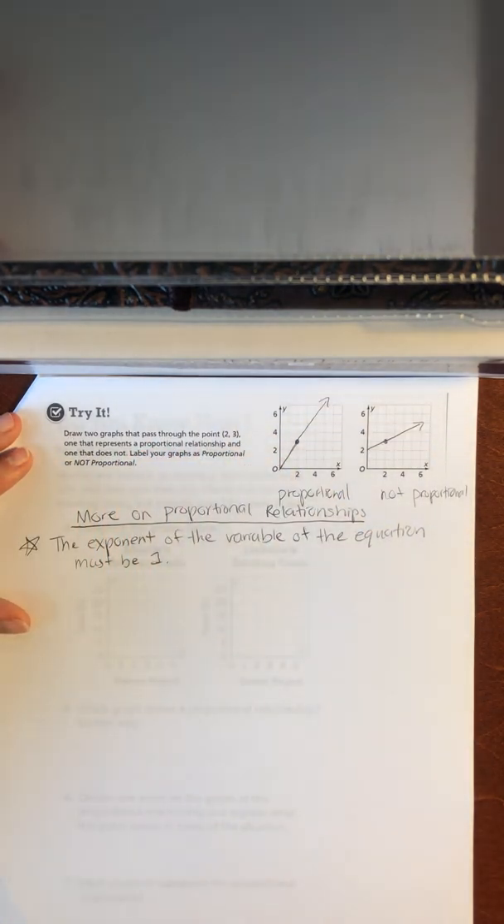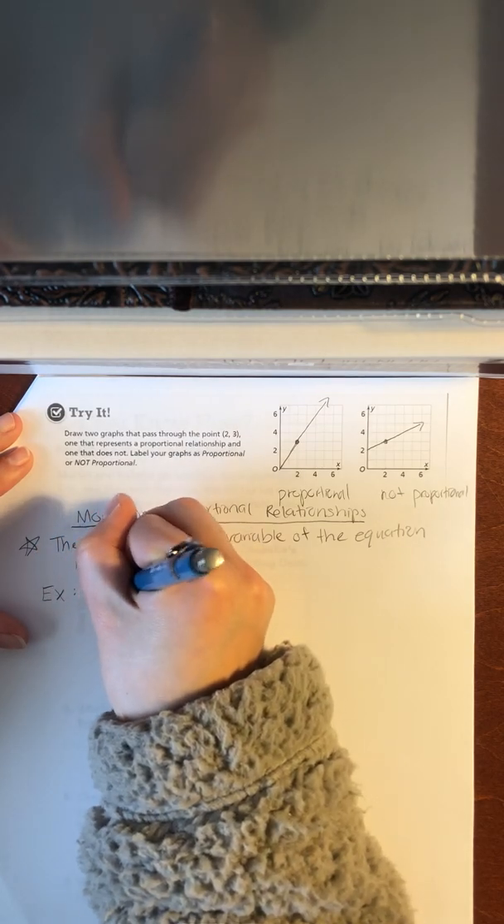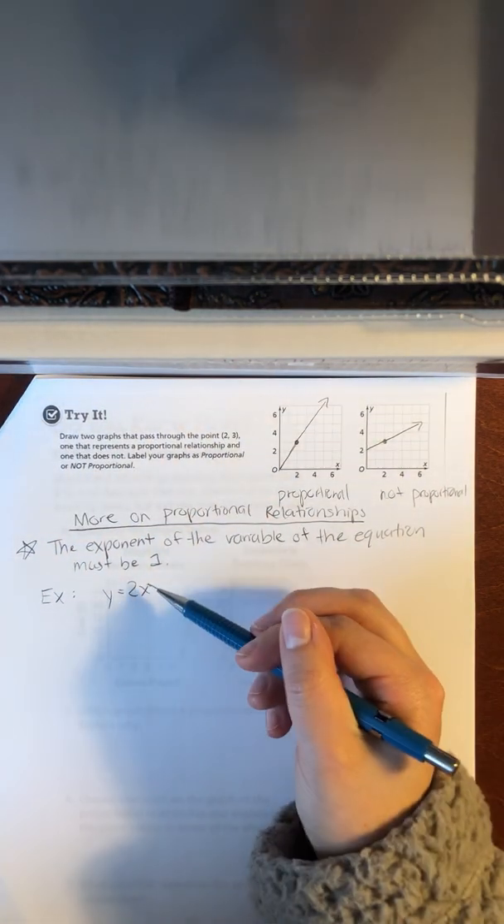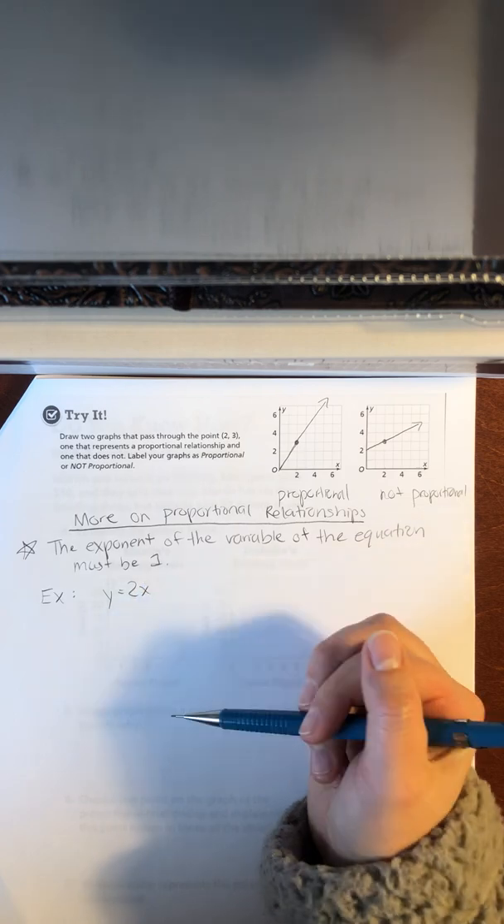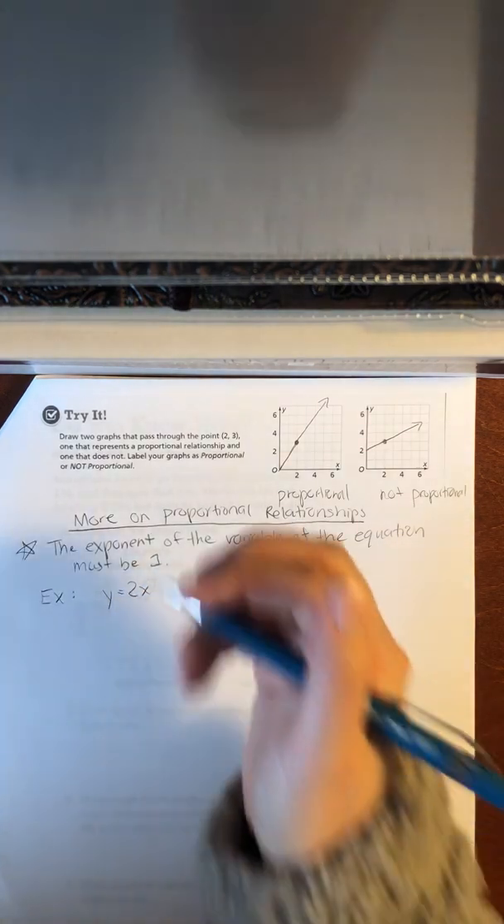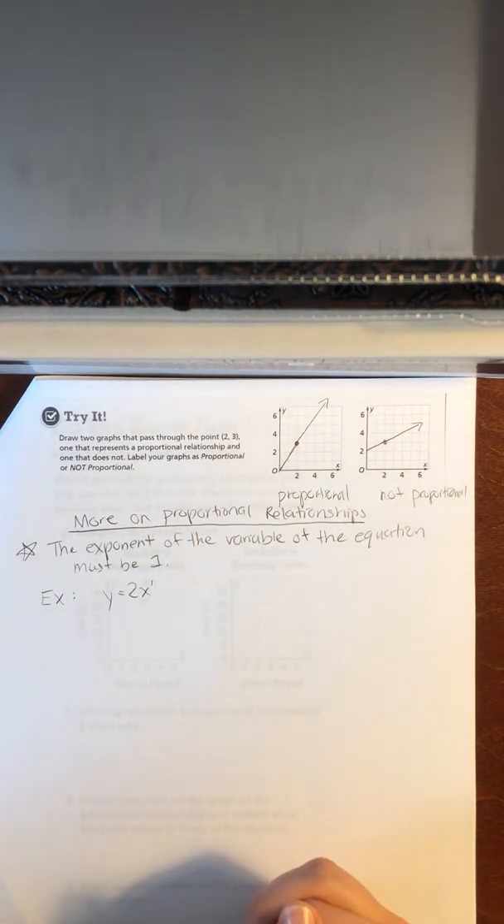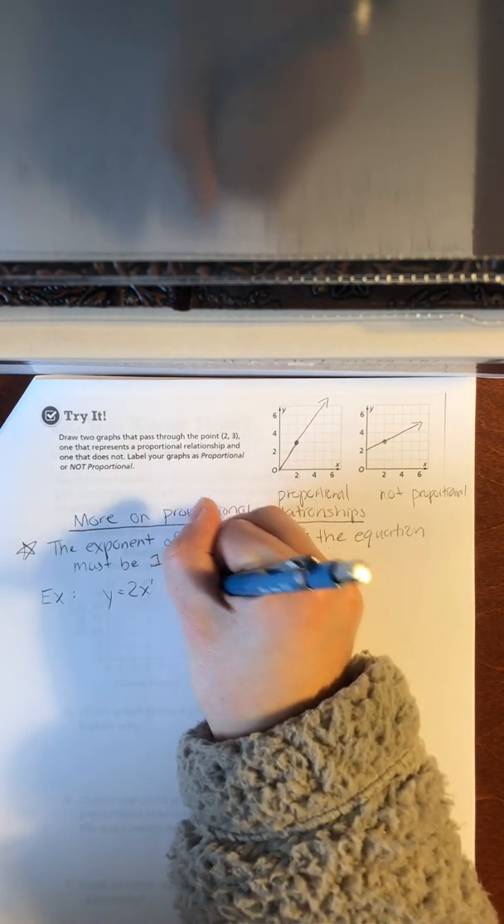So you're probably thinking, what does that mean? Well, I'm going to show you a couple examples. So example, y equals 2x. Here's our variable, right? Well, we technically have two variables, but I'm talking about the x variable. The exponent on this is 1. Isn't there really an imaginary 1 there? So since the exponent is 1, it is proportional.